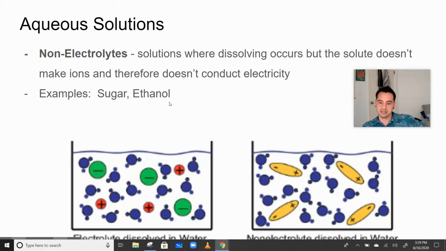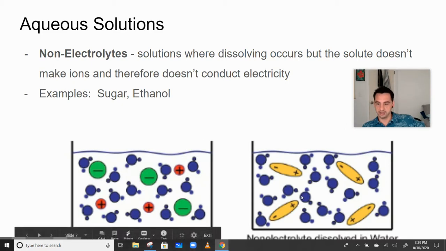Okay, ethanol does it because the molecule ethanol is very, very similar to water. They have very similar structure. And same thing with sugar.